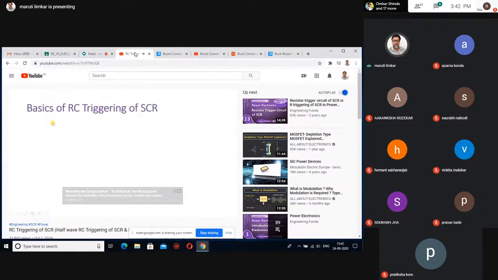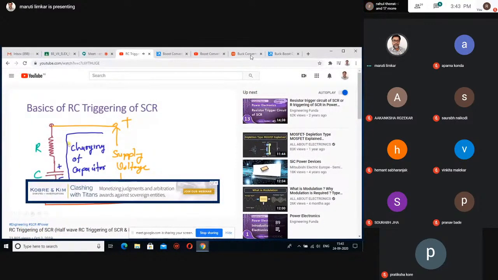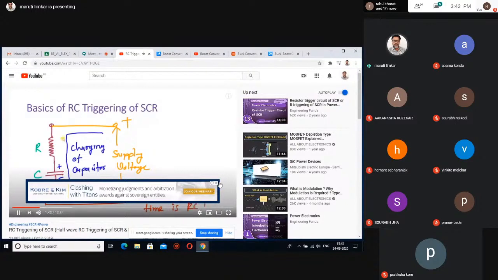Before I begin, I'll give you some basic understanding regarding RC triggering of SCR. In RC triggering, we connect resistance and capacitance. When you connect a resistor and capacitor, the capacitor will get charged via the resistor. Multiplication of resistance and capacitance is the time constant of charging of the capacitor, and the same thing happens in discharging.